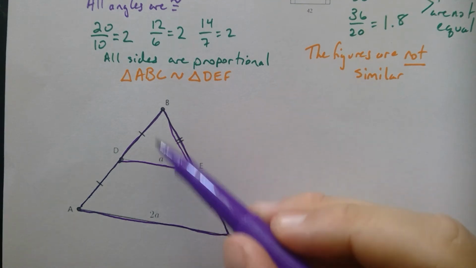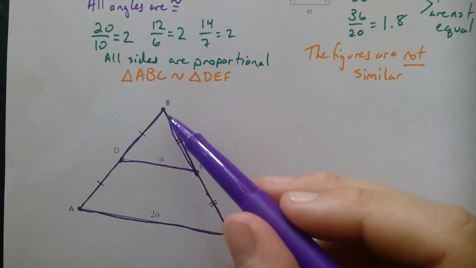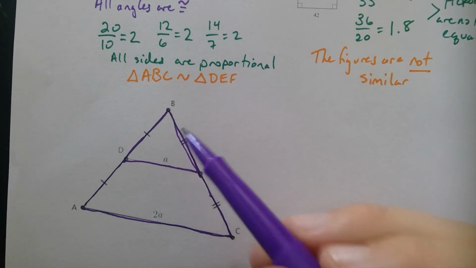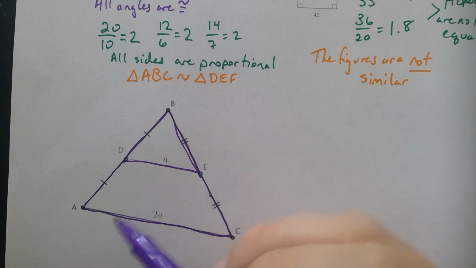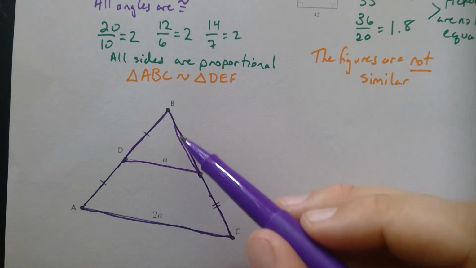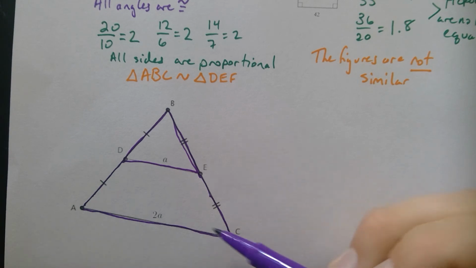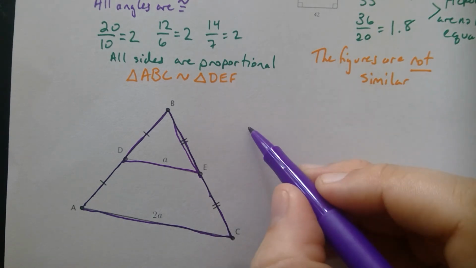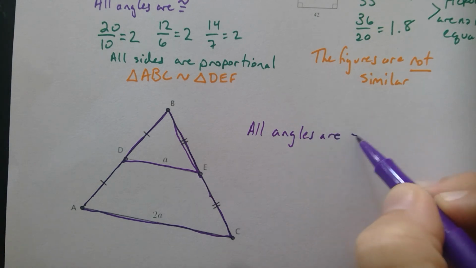So they both have angle B. Angle B is in the big triangle and the little triangle, so that's the same. Angle BDE and angle BAC, they look pretty congruent to me. We'll say why later this week. Then we have angle BED and angle BCA. Those look pretty congruent to me. So we're going to say that all angles are congruent.